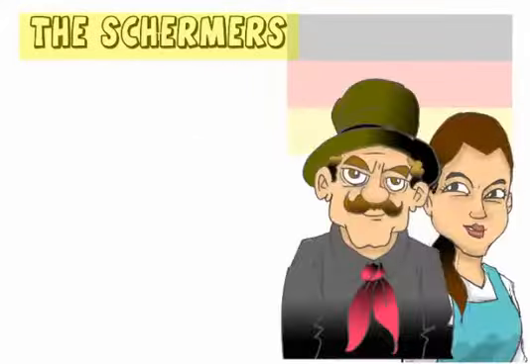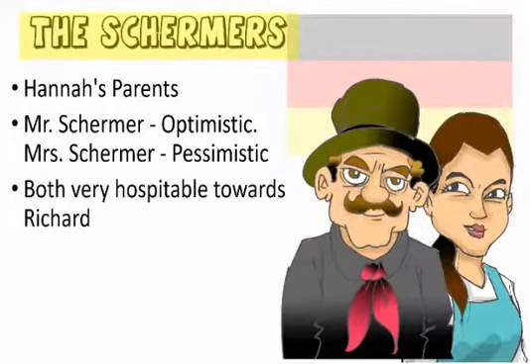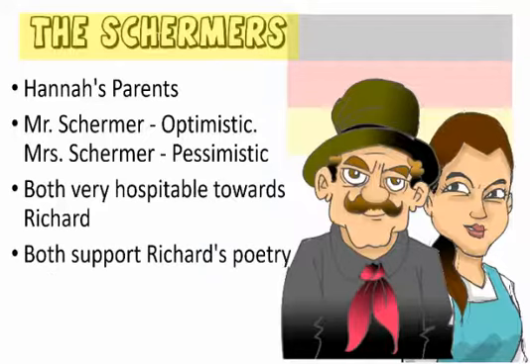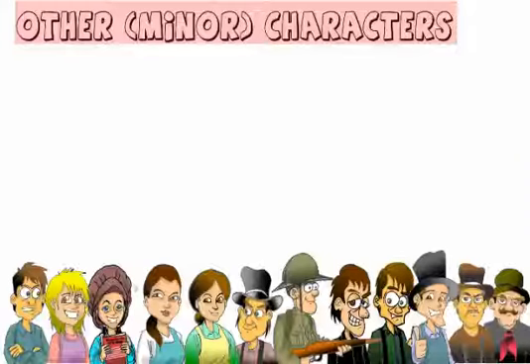The Sharmas. The Sharmas are Hana's parents. Mr. Sharma, the father, is quite optimistic and very positive. Mrs. Sharma, Hana's mother, is pessimistic or negative. But both are very hospitable towards Richard. Both support Richard's poetry, and both encourage Richard to send poems to newspaper.